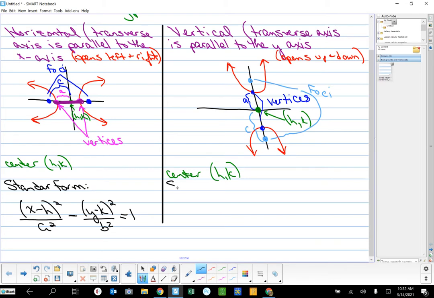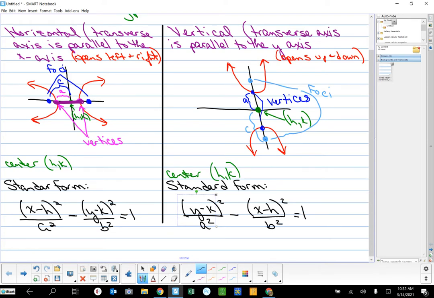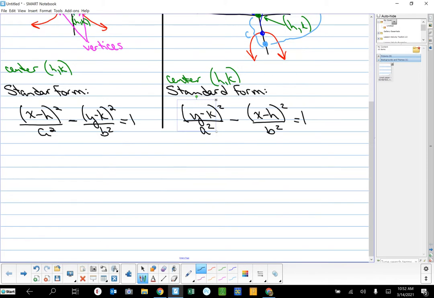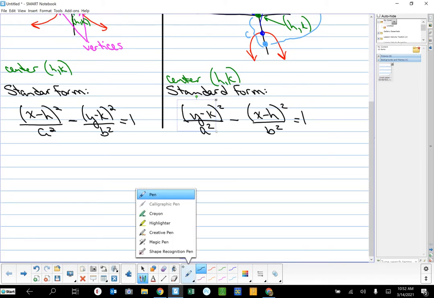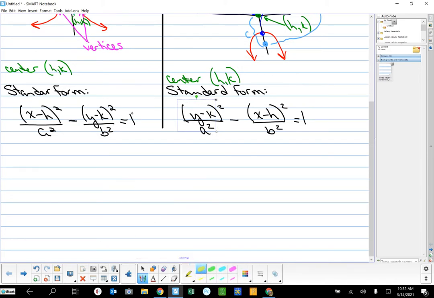However, the standard form does change. And this standard form is y minus k squared over a squared minus x minus h quantity squared over b squared equals 1. So similar to the ellipses, they always equal 1, right? So that is something that you should note. They always equal 1.